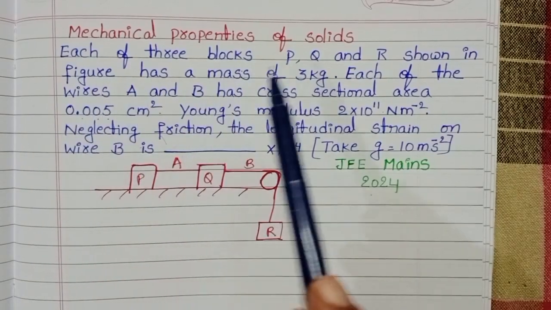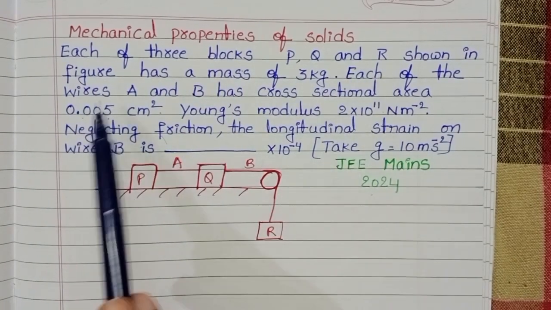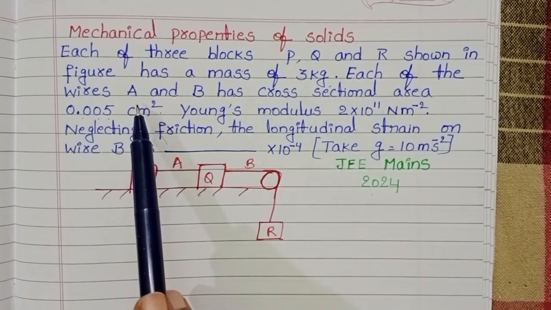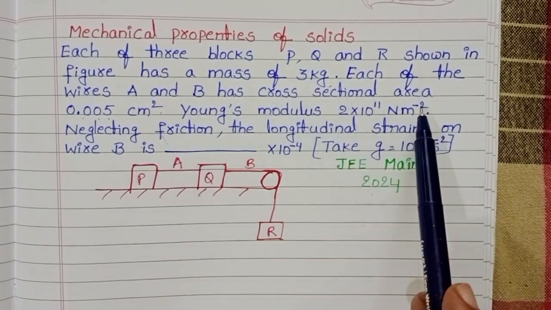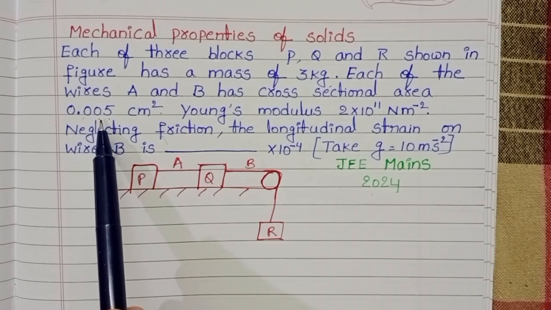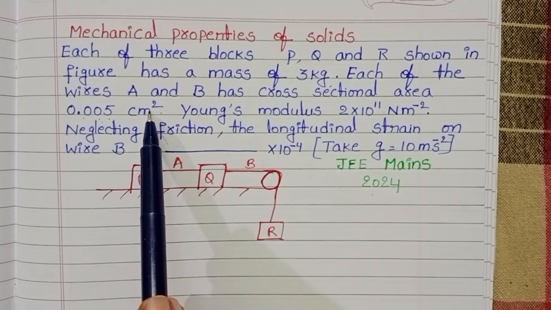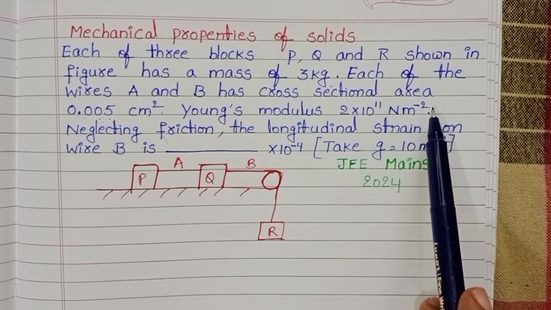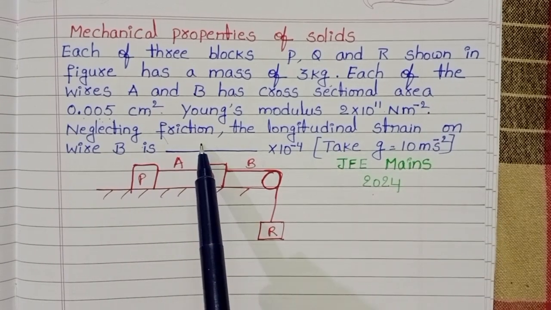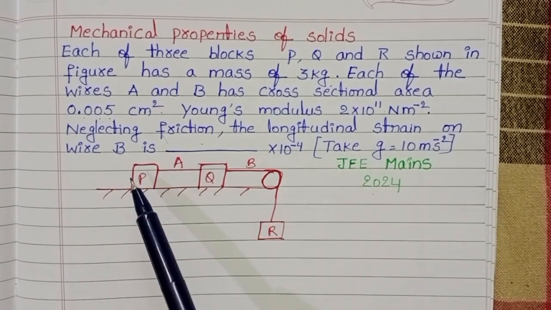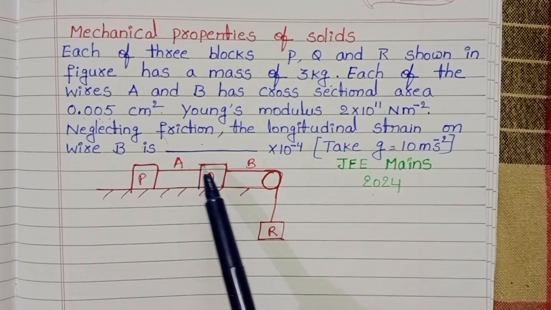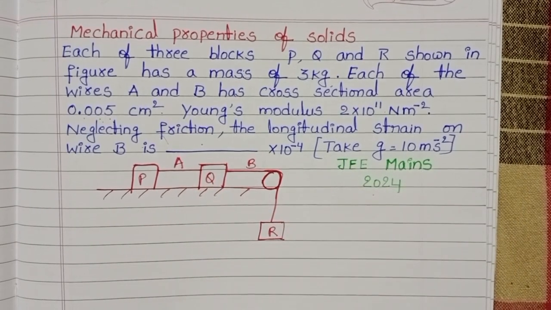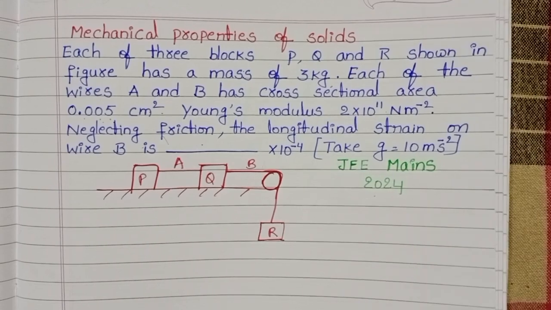Each of the three blocks P, Q and R shown in the figure has a mass of 3 kg. Each of the wires A and B has cross-sectional area 0.005 centimeter square. Young's modulus is 2 into 10 power 11 Newton per meter square. Neglecting friction, the longitudinal strain on the wire B is dash into 10 power minus 4. Given g value is 10 meter per second square.